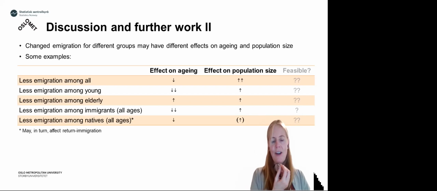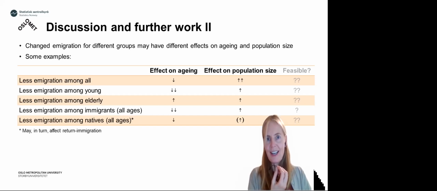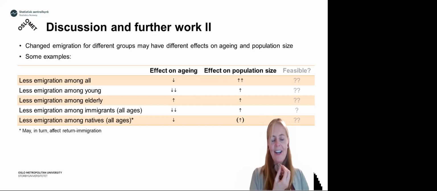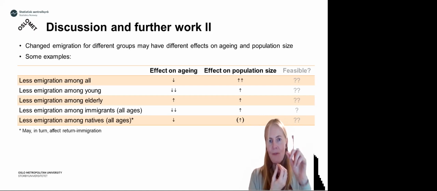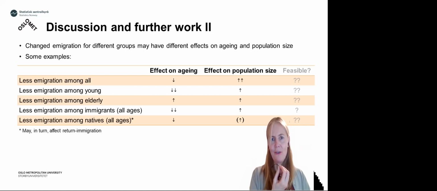In the future, we will use a framework like this and play around with the Norwegian population projection model, running the models with only changed emigration for certain subgroups, such as only the young people or only the elderly, only the immigrants, only the natives. And the arrows that you see here are just based on our expectations and will be better quantified when the last analyses are done. And then we will also discuss how feasible each of these measures could be in real life and how possible it would be for politicians to actually change the emigration for these groups.